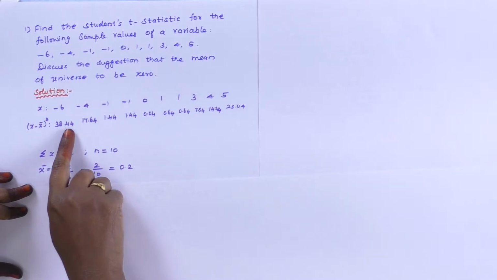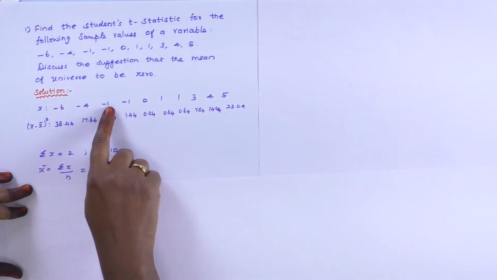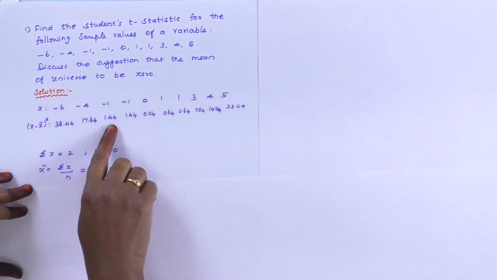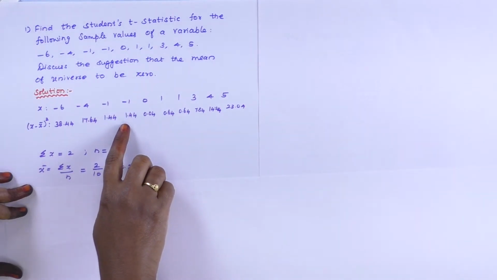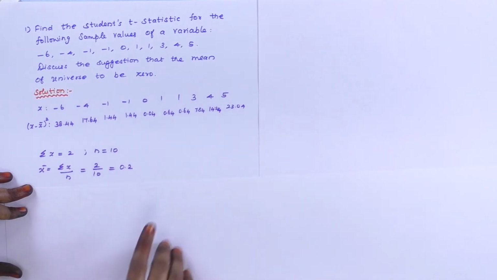Next we calculate x minus x bar the whole square for each data. For -6 we get 13.44, for -4 we get 17.64. When x is 1, x minus x bar the whole square is 1.44. When x equal to minus 1, x minus x bar the whole square is 1.44. Like that and so on.